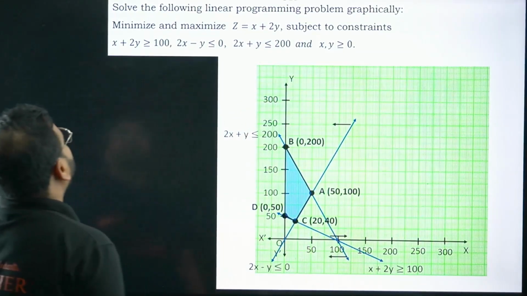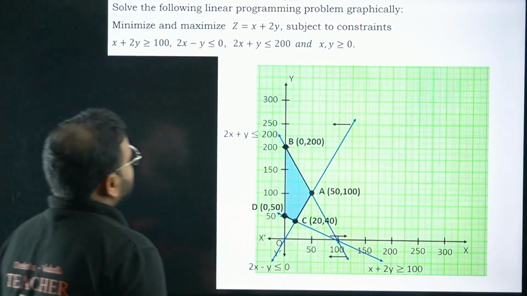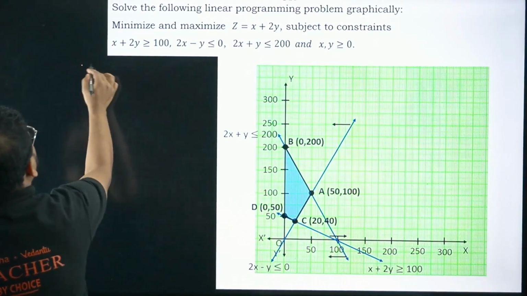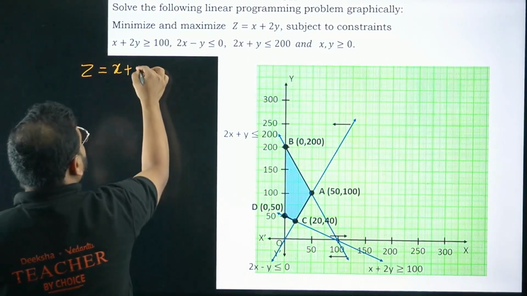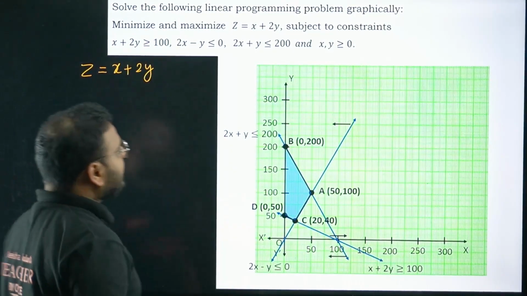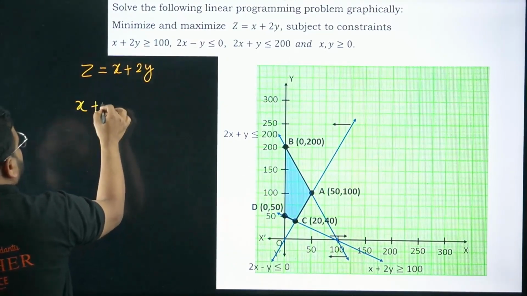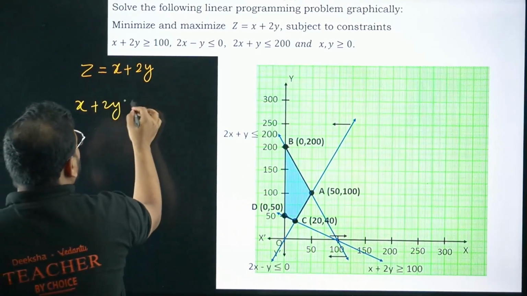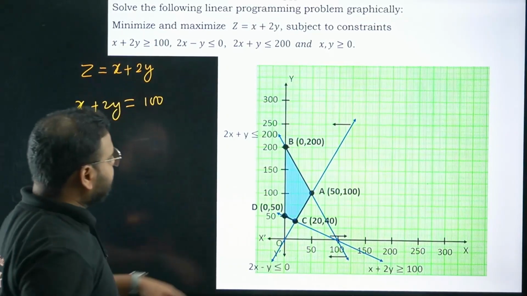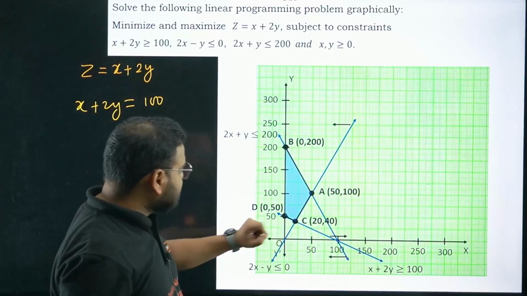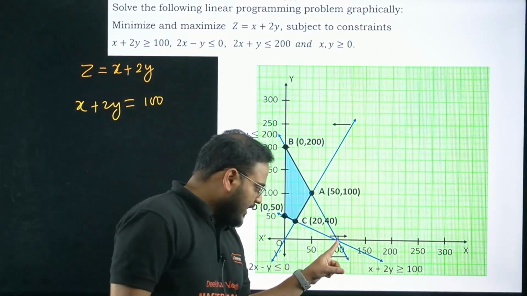What we have: solve the following linear programming problem graphically. Minimize or maximize. Same way, they have given the objective function z equals x plus 2y. Again we have constants given here, x plus 2y. We'll write without the inequality, so 100. When x is 0, y is 50. When y is 0, x is 100.